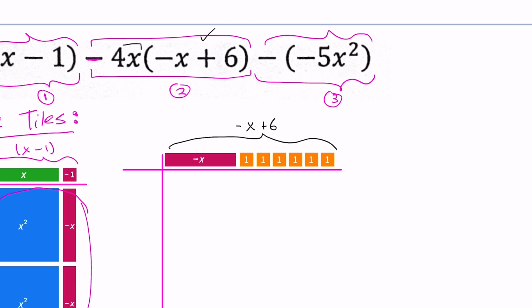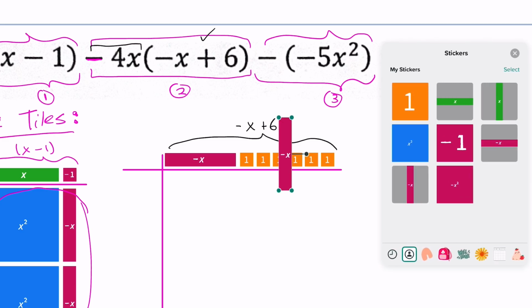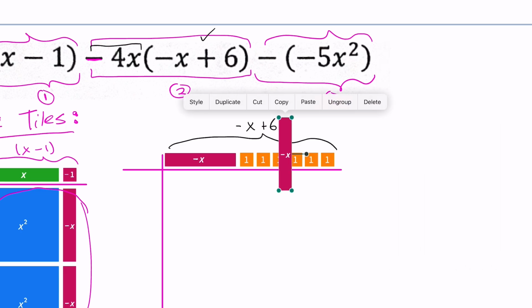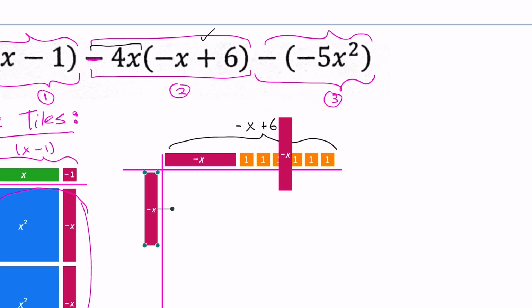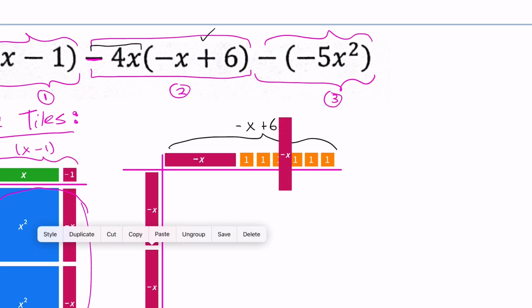Now the width is negative 4x. So I'm going to grab 4 negative x's. Move them into place like that.